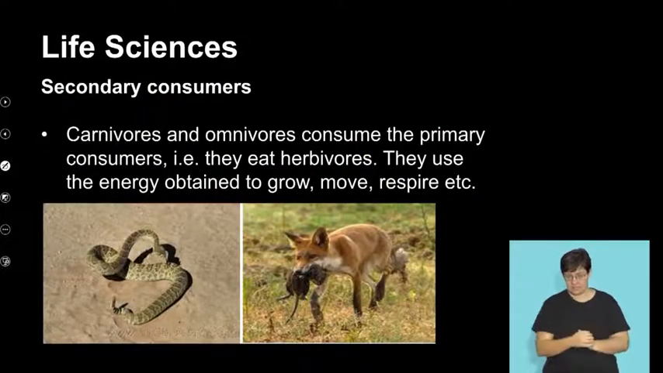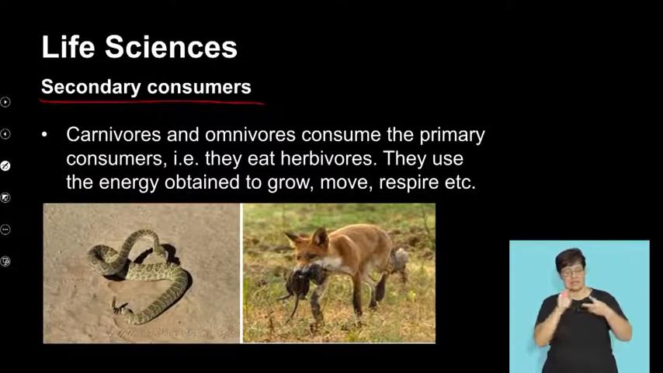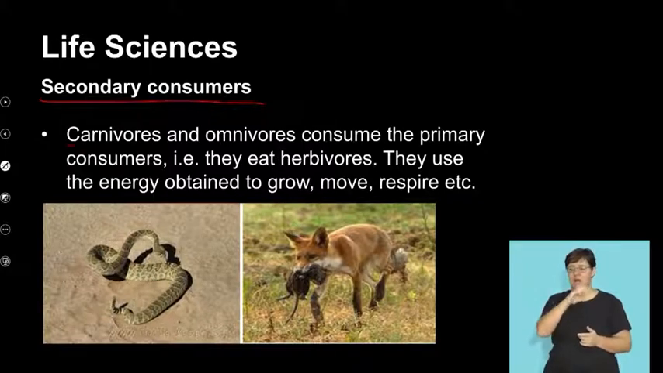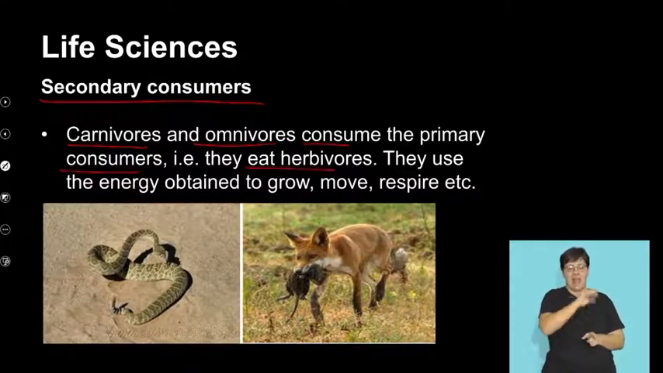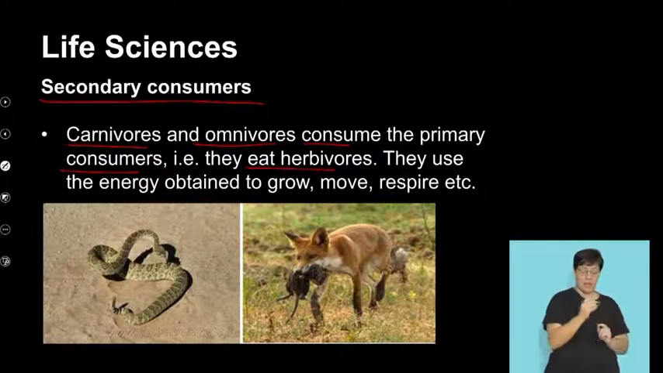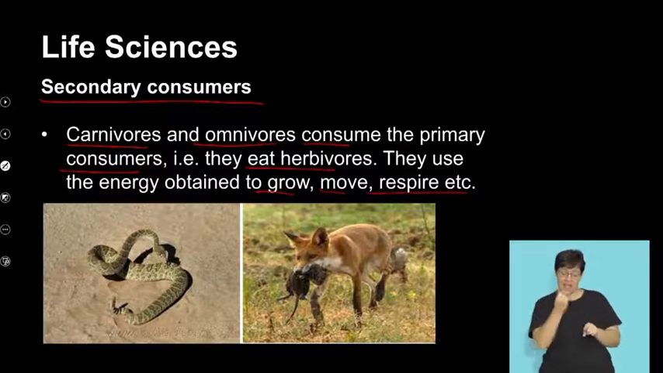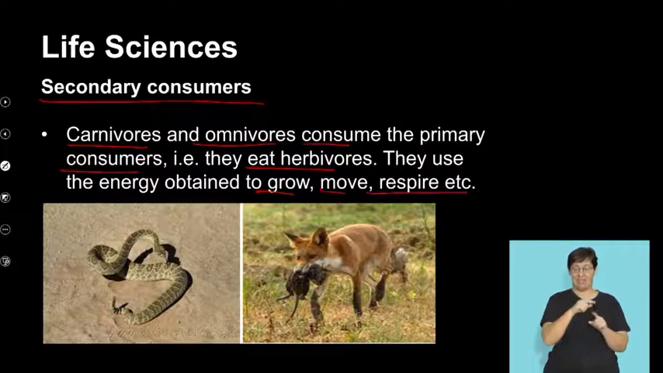The next level in a food chain would be your secondary consumers. The secondary consumers would be your carnivores and your omnivores, and these are those individuals that consume the primary consumers. Namely, they eat these herbivores, and they use the energy obtained from them to grow, move, respire, and carry out basic metabolism.